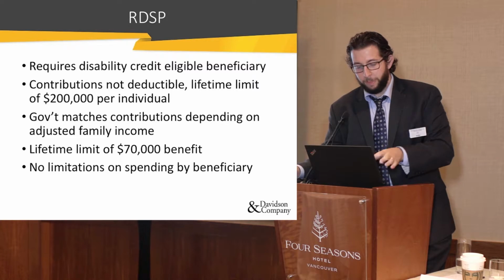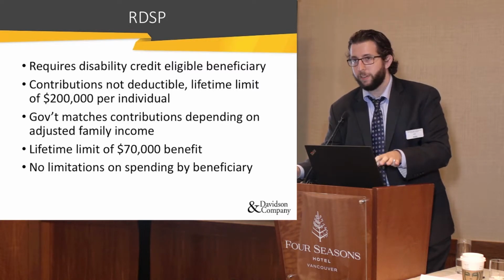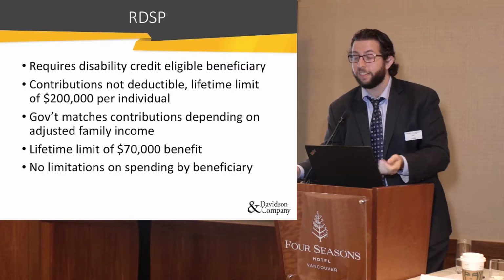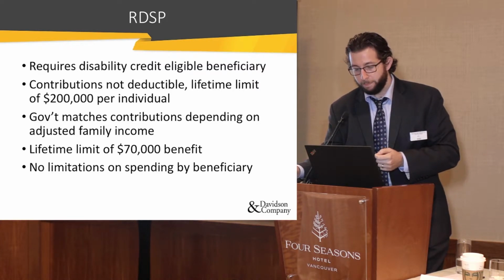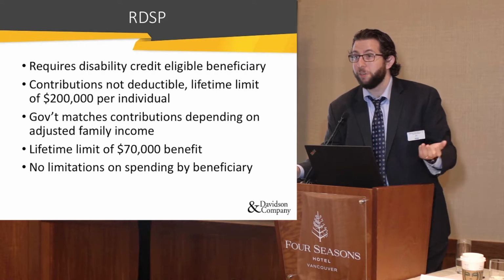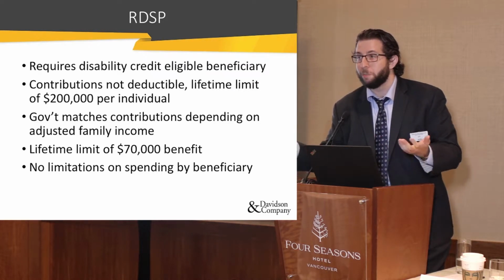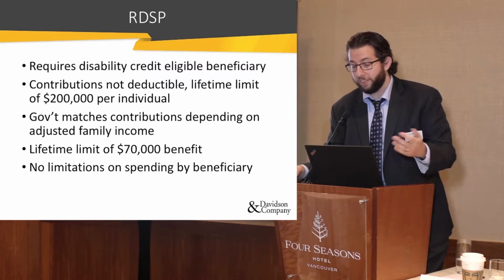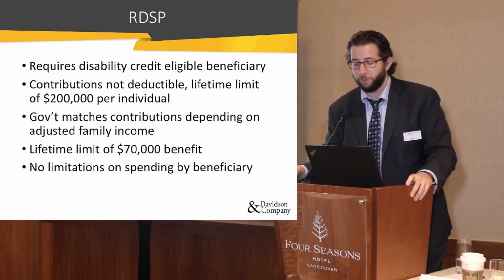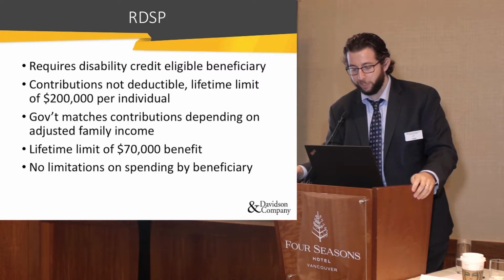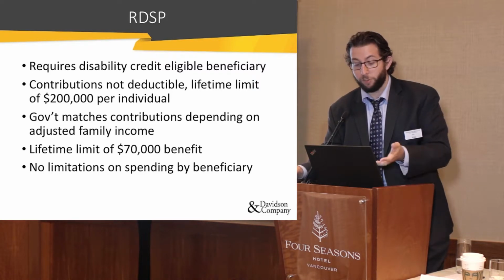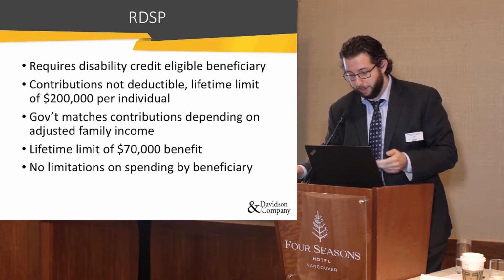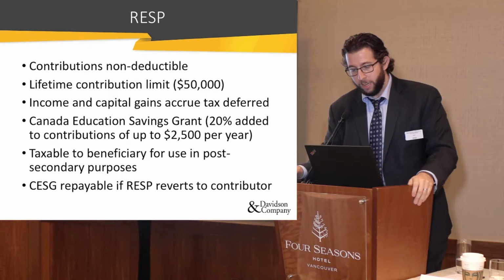Regardless of your family's income level, the lifetime limit for the extra money that the government will kick in is $70,000. But that's pretty good. I mean, you get that for effectively just choosing to put it in account A instead of account B. So if you have somebody that you know is eligible for it, it's definitely something to consider. And there's also no limitations on the spending by the beneficiary, unlike the RESP, which we'll talk about next.